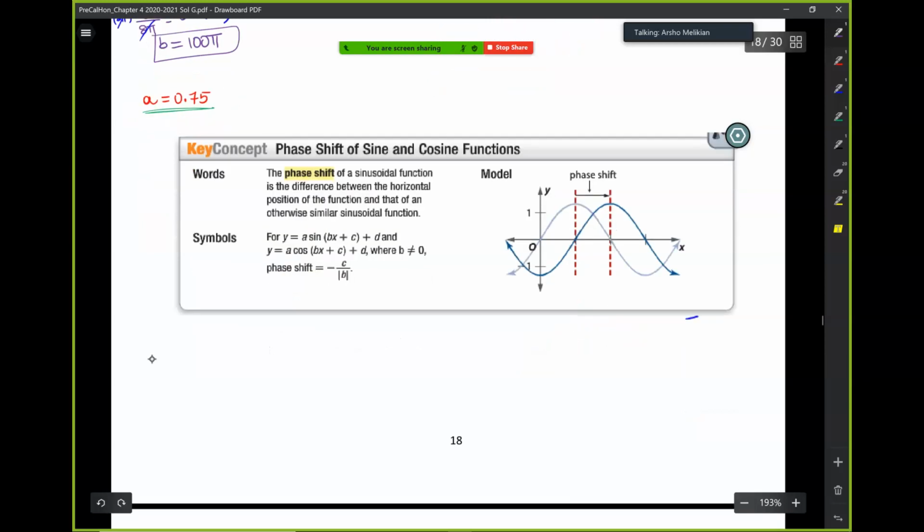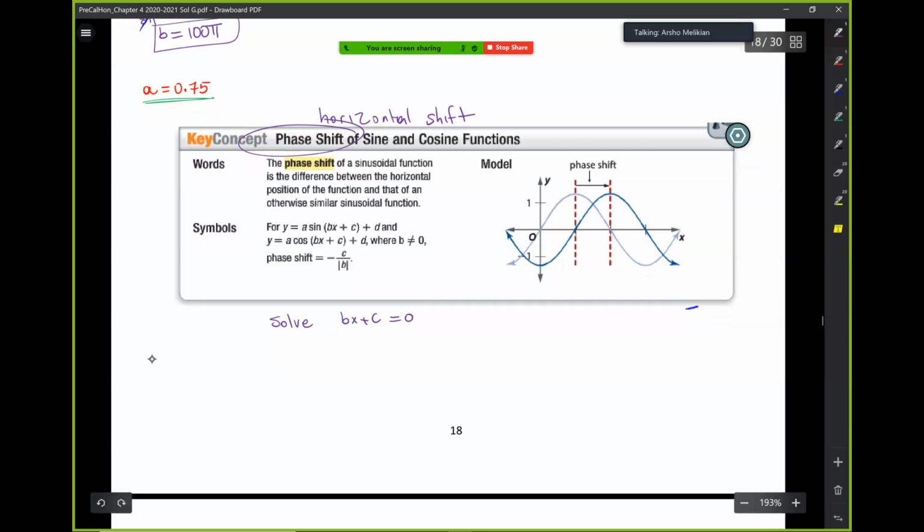Okay, so let's talk about phase shift. Phase shift is the horizontal shift. So whereas in algebra we used to call it a horizontal shift or a horizontal translation, trig has its own set of vocabulary. We call it a phase shift, right? The way I want you guys to solve for the phase shift is to solve that term bx plus c equal to 0. So set that equal to 0 and then we solve it, right? So bx plus c equal to 0.